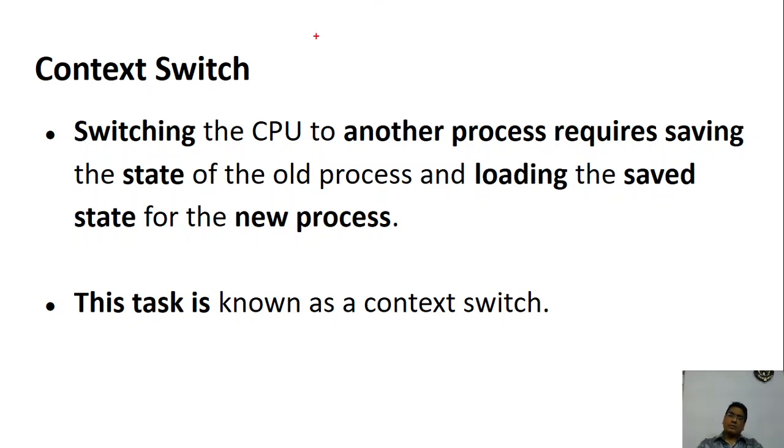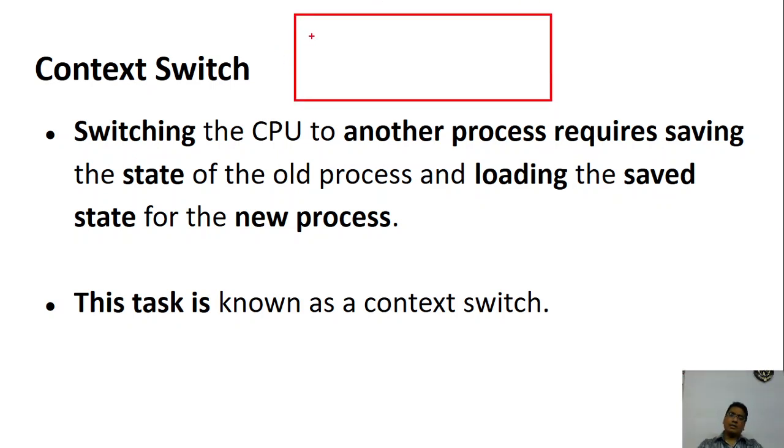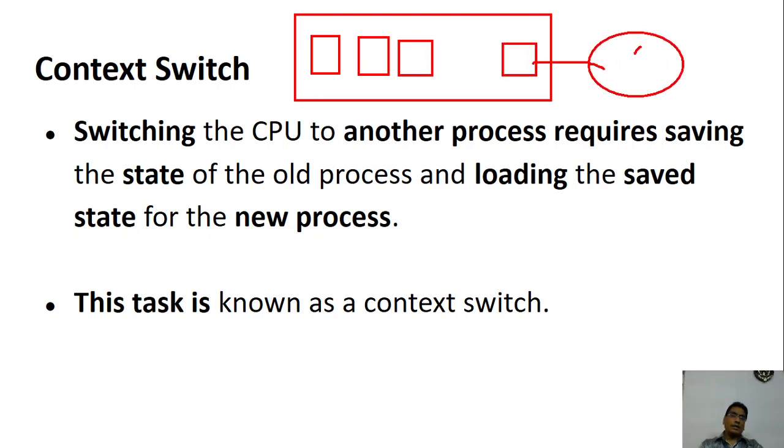Now I told you that you have this ready queue. In this a lot of processes are waiting, and you have a CPU. It takes one of the processes and executes it. After some time, when the quanta is over, it is pulled out and something else is scheduled. That means one process was executing, it has to be removed and something else has to come in its place. This is called switching, switching from one process to the other process.